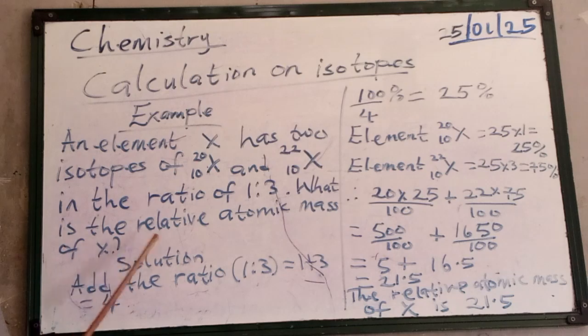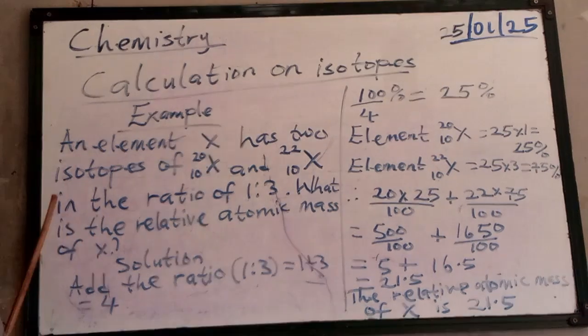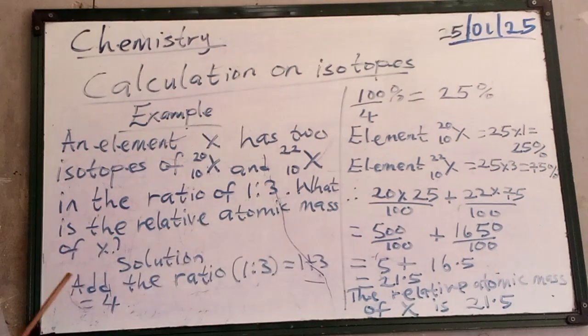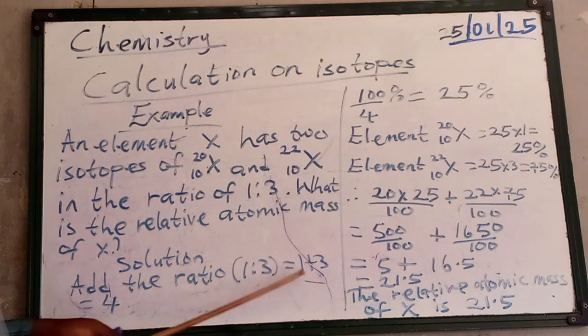So we want to know what is the relative atomic mass, and here is the procedure for you to get the relative atomic mass of X. So first of all, after writing the solution, you have to add the ratio. That's 1 to 3. What is the total of 1 to 3? That's 1 plus 3, which is 4.